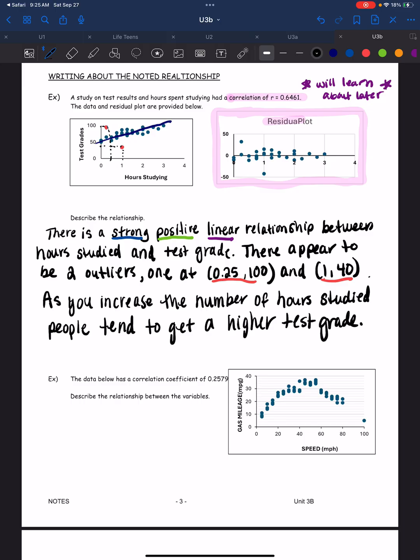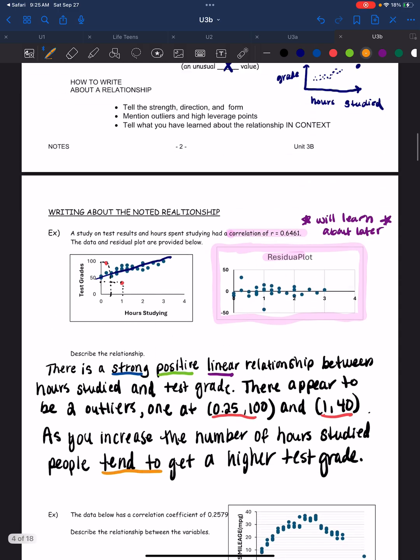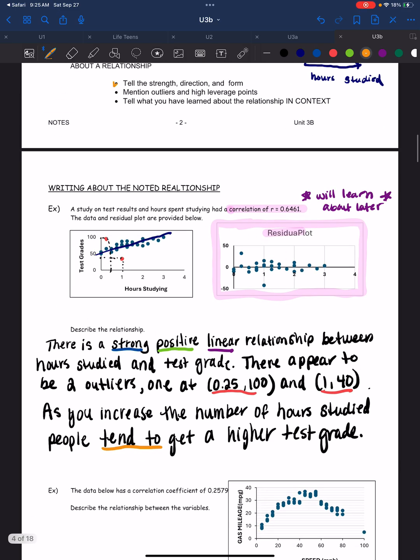And remember, we talked about relationships, meaning that one thing definitely doesn't cause the other. So you'll notice I said tends to in there. Just because you studied more hours doesn't mean you're going to get a higher test grade, right? But that's just the trend. So you can see how we've gone through all of these, talked about strength, form, and direction. We've mentioned outliers, and I've said what we've learned about the situation. So I'm feeling pretty good about that.